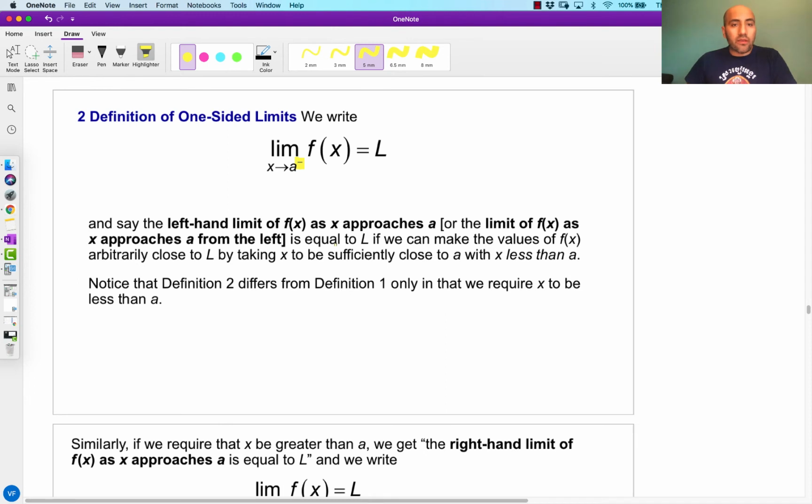Again, note that for all of these, the result of the limit is independent of the actual value of the function at x equals a. Right? It might be defined there, it might not be defined there, but the limit doesn't care about that. We care about what happens as we get closer and closer and closer to that value. Okay, so the left-hand limit requires that our x values that we choose are always going to be to the left of this value on the number line, right? So they're always going to be less than a.